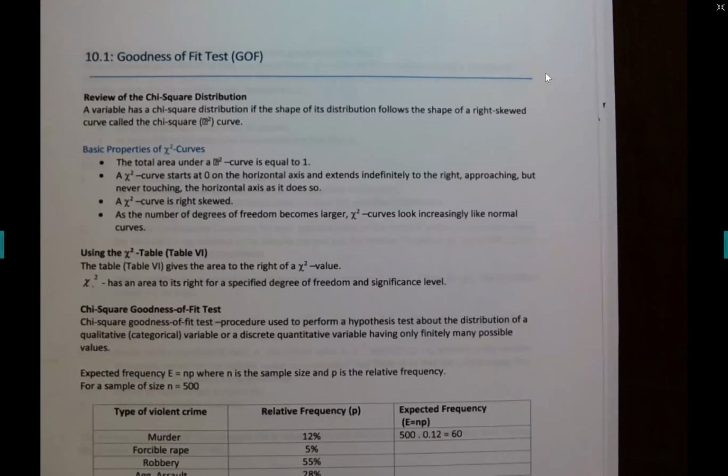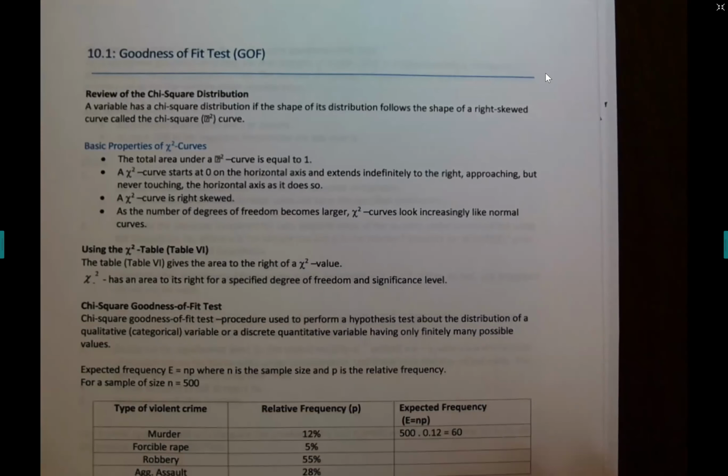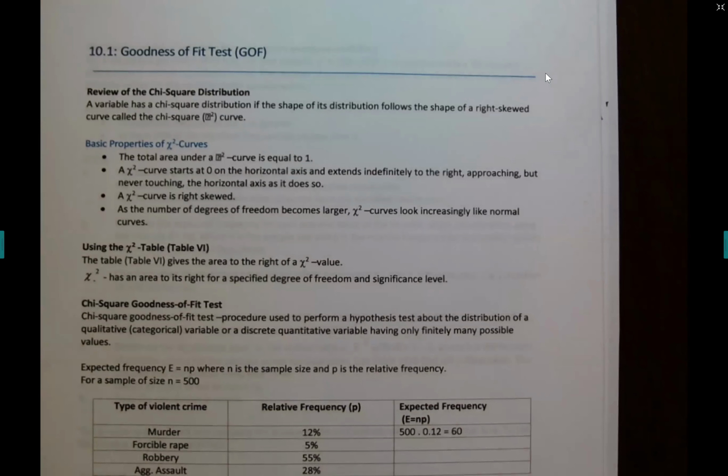All right. So in order to perform the goodness of fit test, we need a new distribution. You learned about Z, T, you learned about F distribution for ANOVA, and now the last distribution, I promise this is the last one, it's called the chi-square distribution.